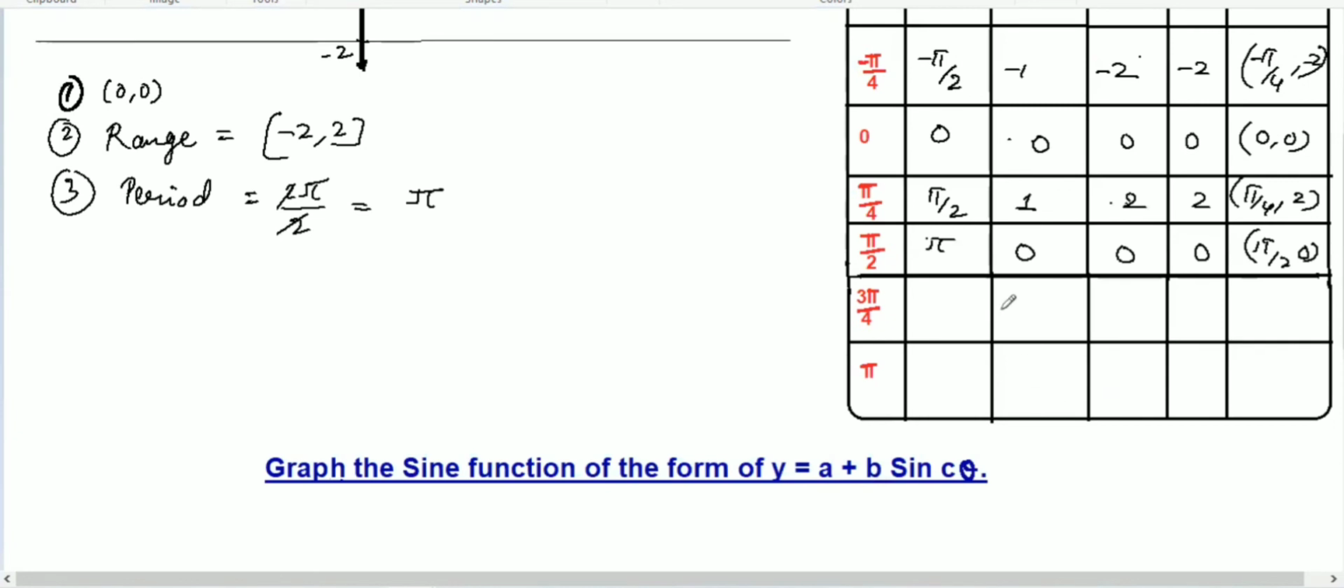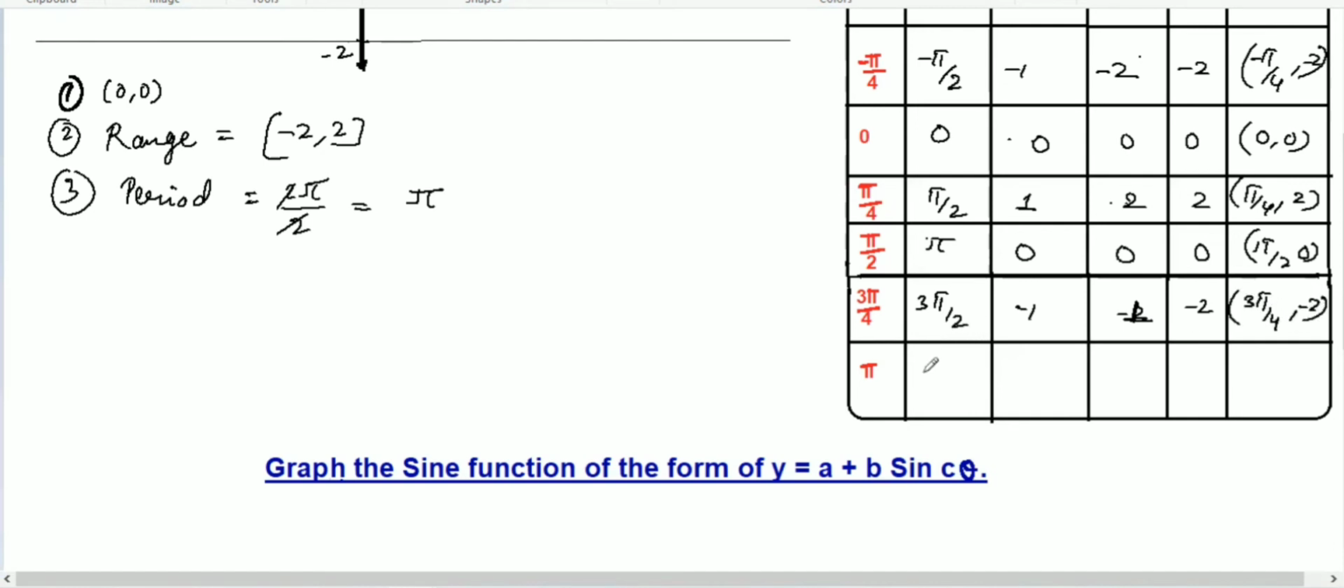Then for 3 pi over 4, 2 multiplied by 3 pi over 4, we will get 3 pi over 2. Then here we will get sine 3 pi over 2. We will get here minus 1, and then here we will get 2 multiplied by minus 1, minus 2. So here we will get minus 1, then 2 multiplied by minus 1 is minus 2. The coordinate point will be 3 pi over 4 and minus 2.